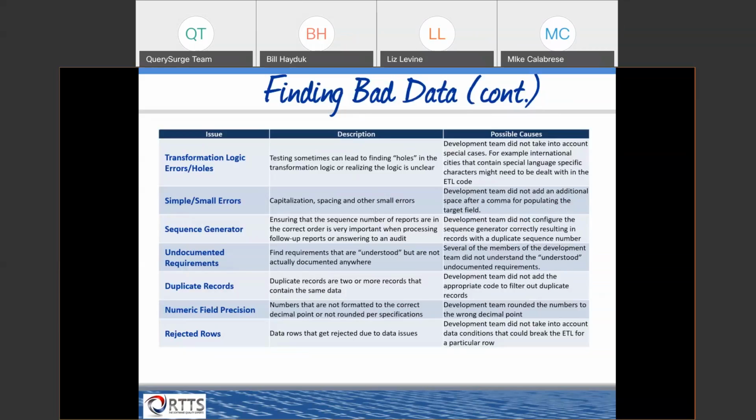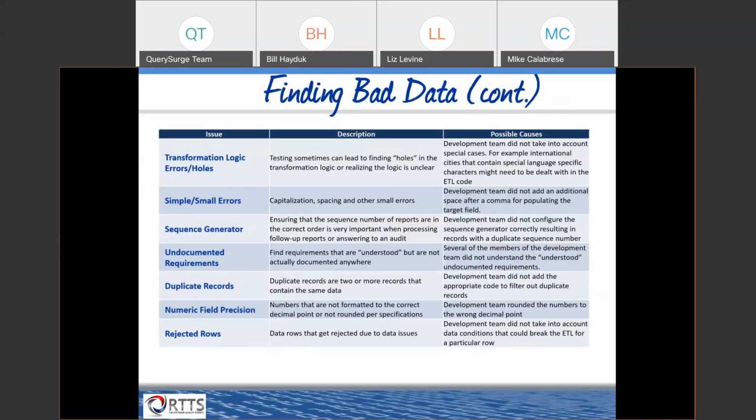The next one is a sequence generator, which we see a lot in incremental or historical data testing, where you're wanting to make sure that your data is properly in line. You don't want to be reporting revenue or any key indicators out of date or out of sequence.